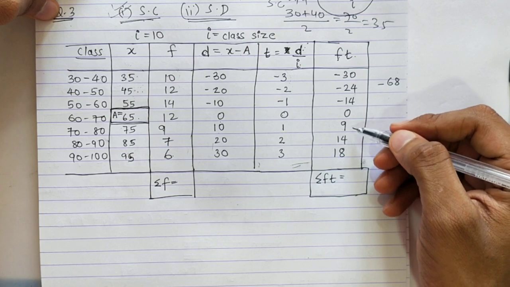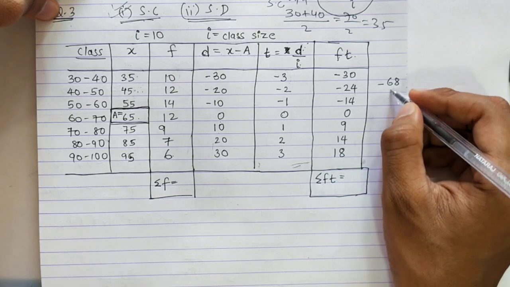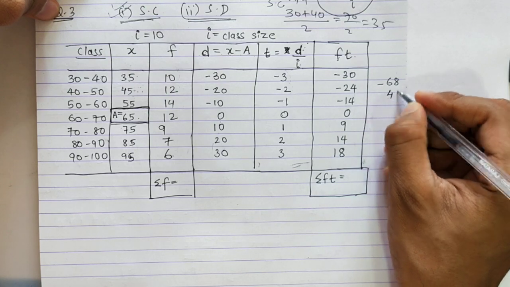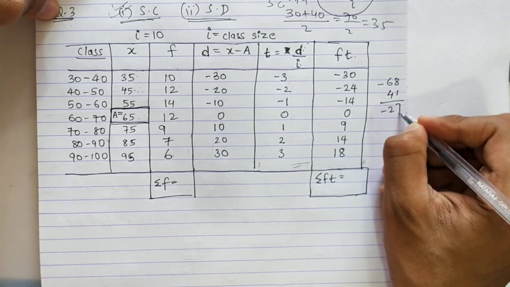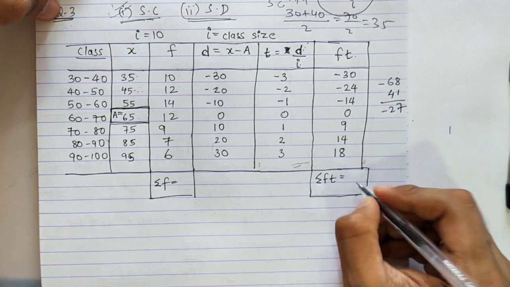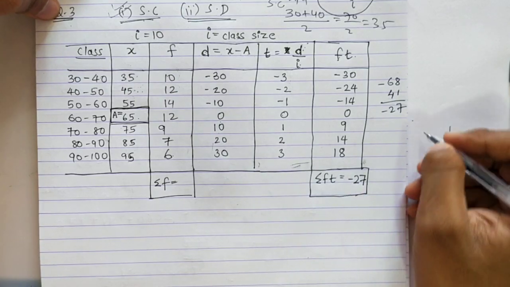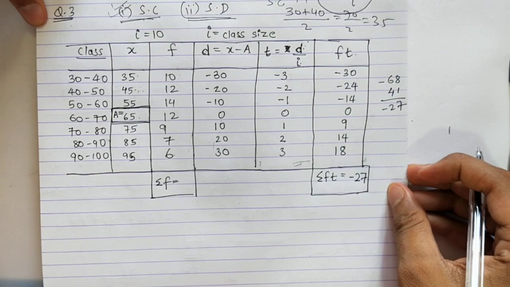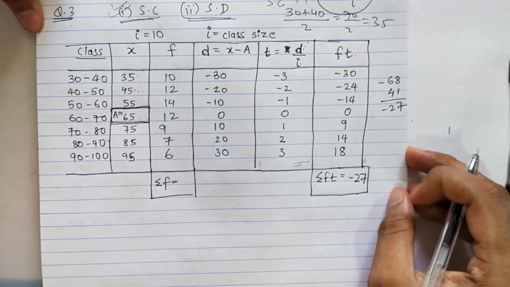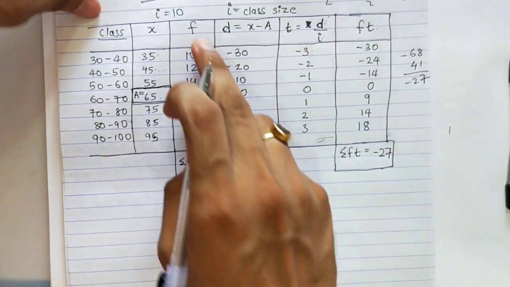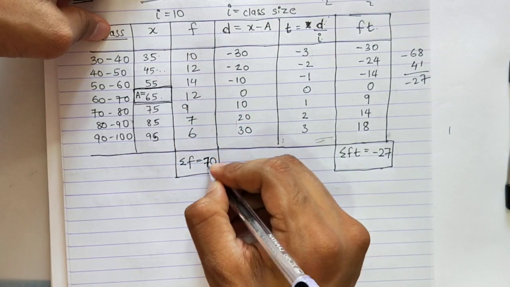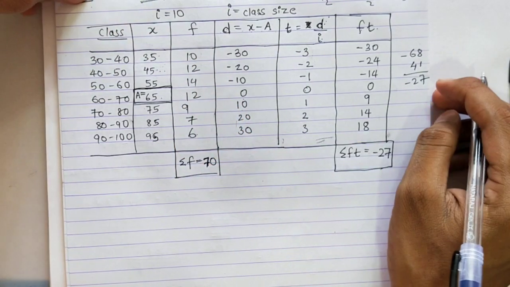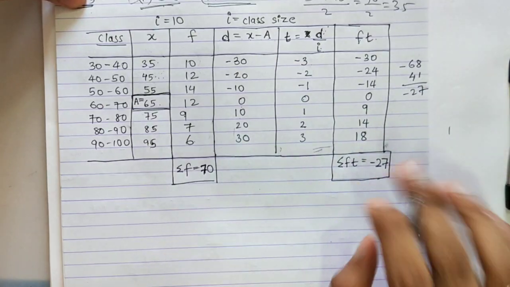32 plus 9 is 41. So when I take the difference, I'll get minus 27. Okay, so I'll get minus 27. Summation of ft is minus 27. Summation of f, if you add all the values of f, you will get the answer as 70. Okay, now this part is done.